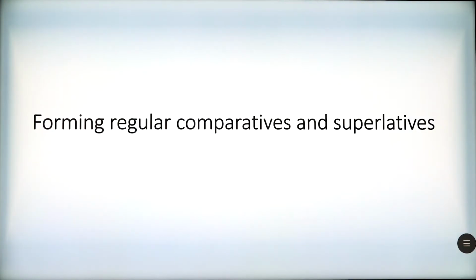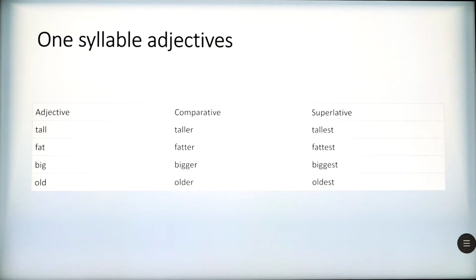Forming regular comparatives and superlatives. Forming comparatives and superlatives is easy. The form depends on the number of syllables in the original adjective. One-syllable adjectives add er for the comparative and est for the superlative. If the adjective has a consonant plus single vowel plus consonant spelling, the final consonant must be doubled before adding the ending. We see examples: fat, fatter, fattest; big, bigger, biggest.